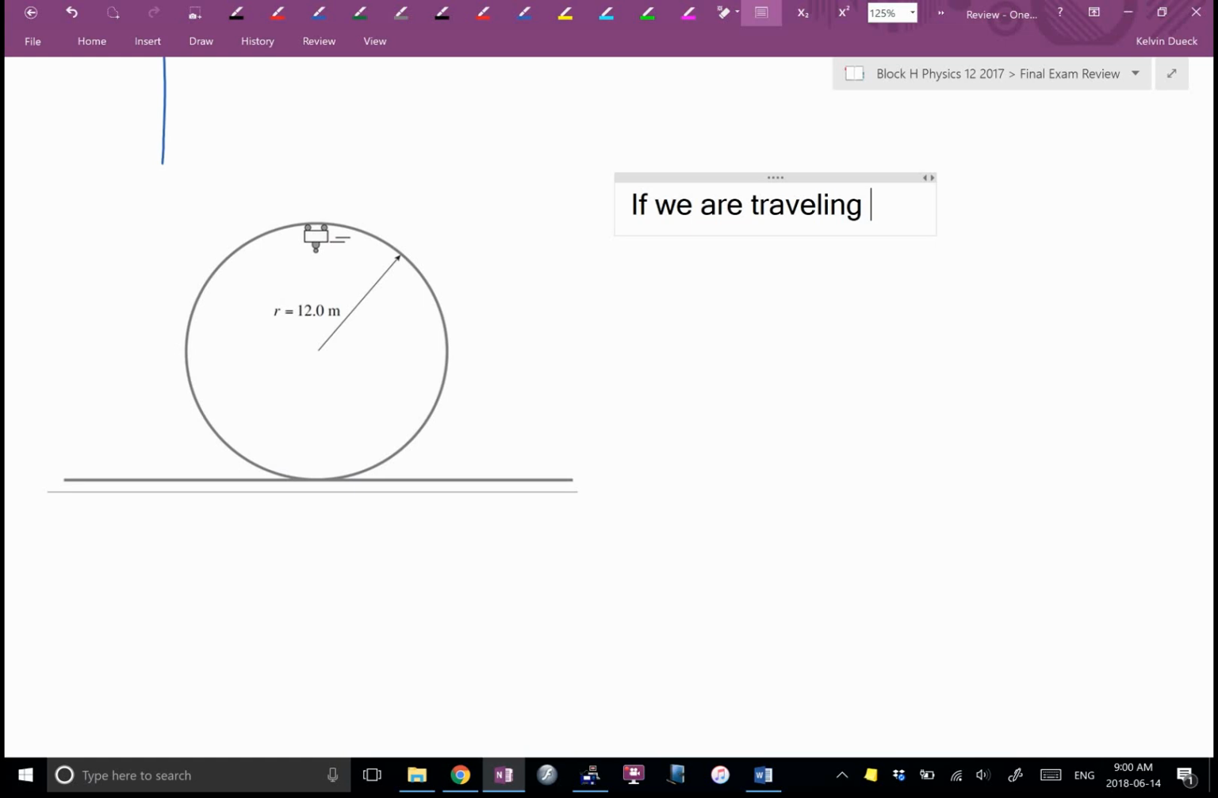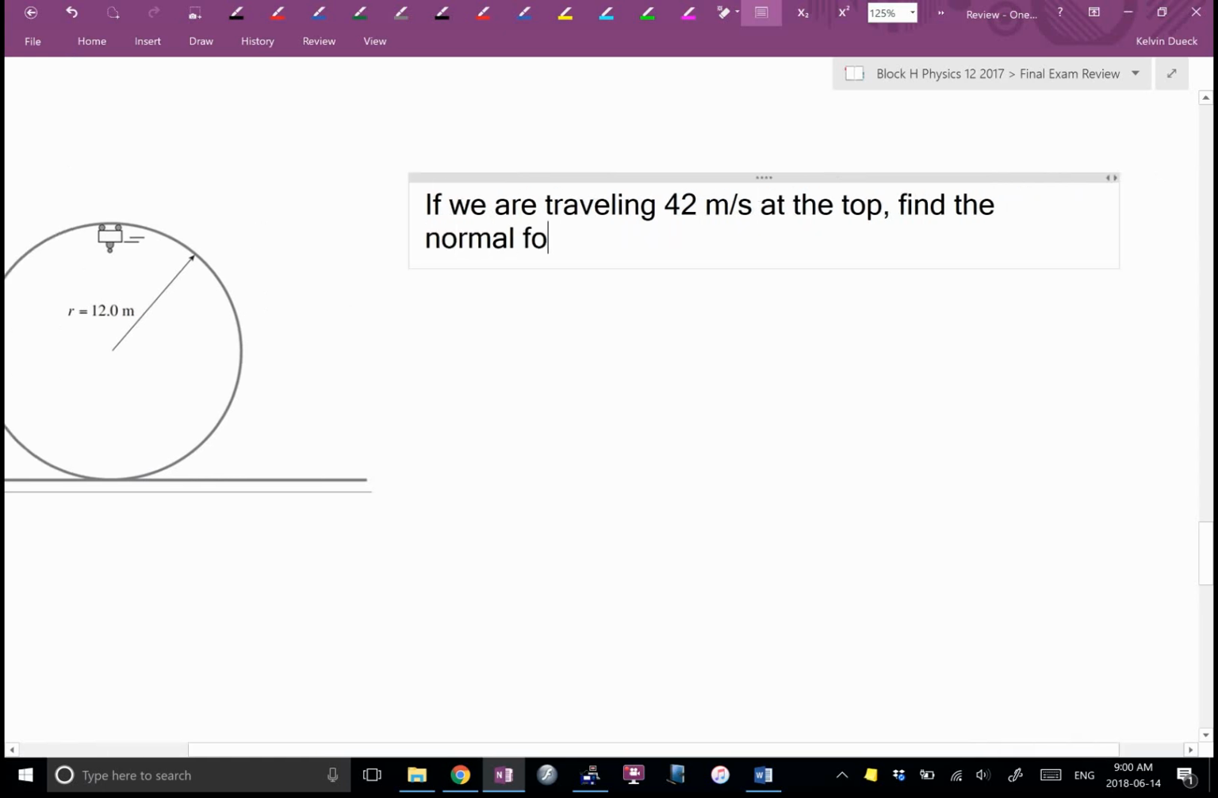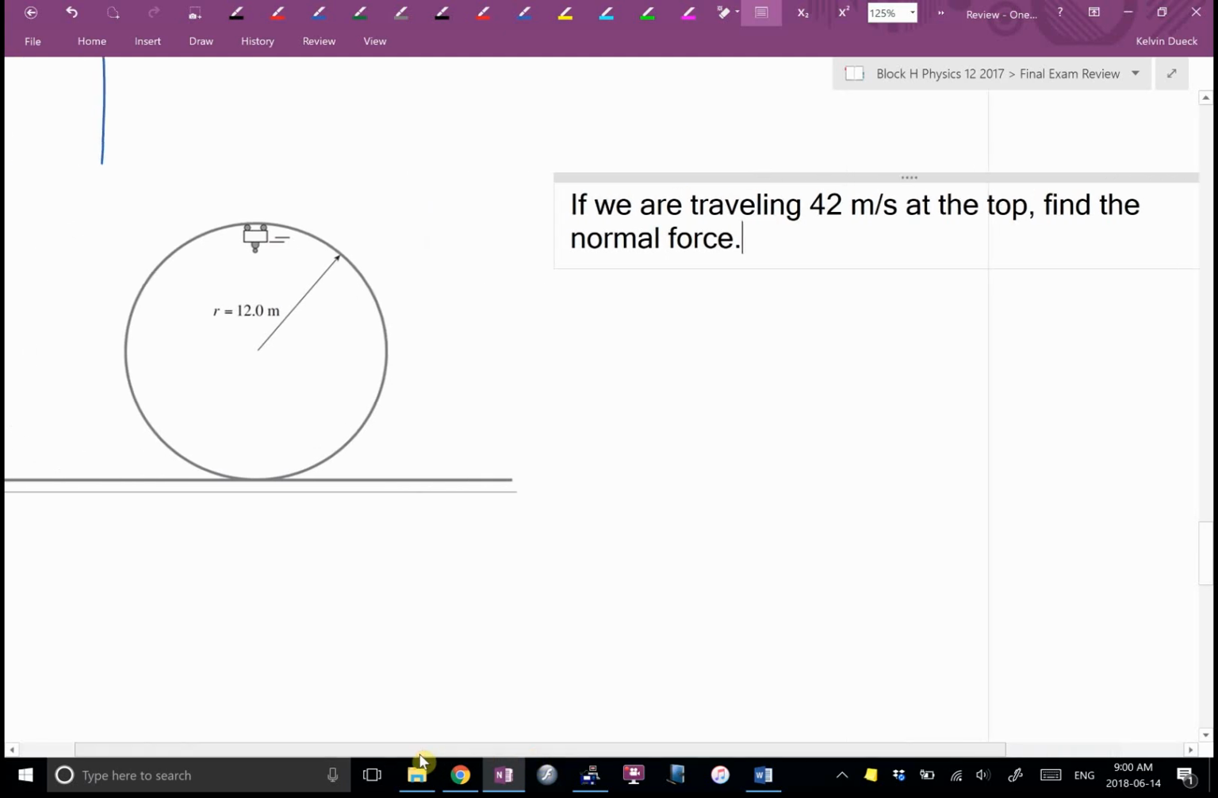So if we are traveling 42 meters per second at the top, find the normal force. Or I could give you the normal force and say find v. Or I could give you, Sarah, the normal force and v and say find r. How are we going to do this?